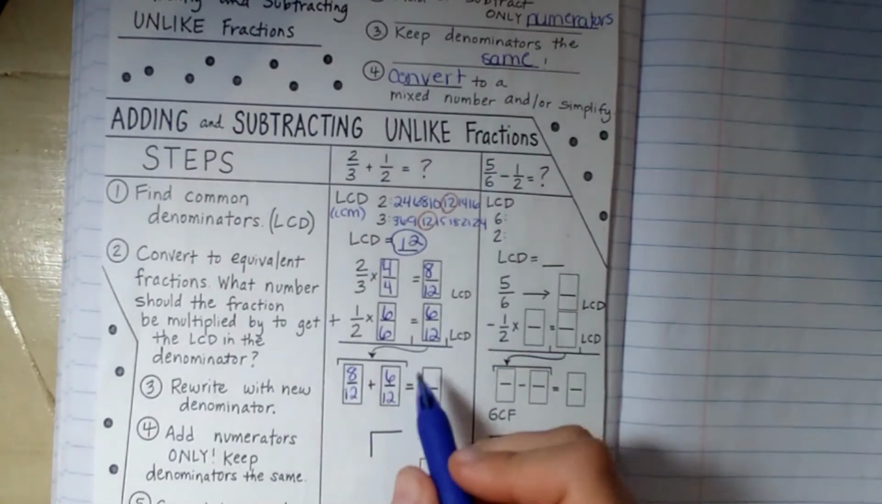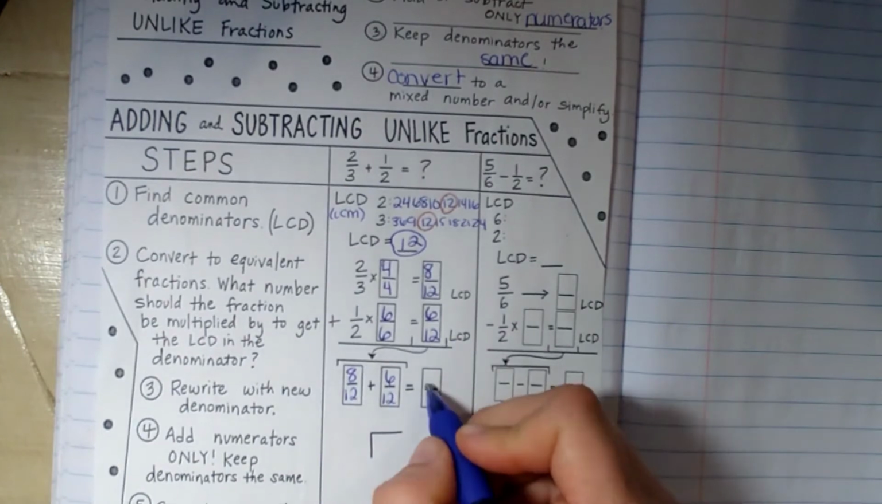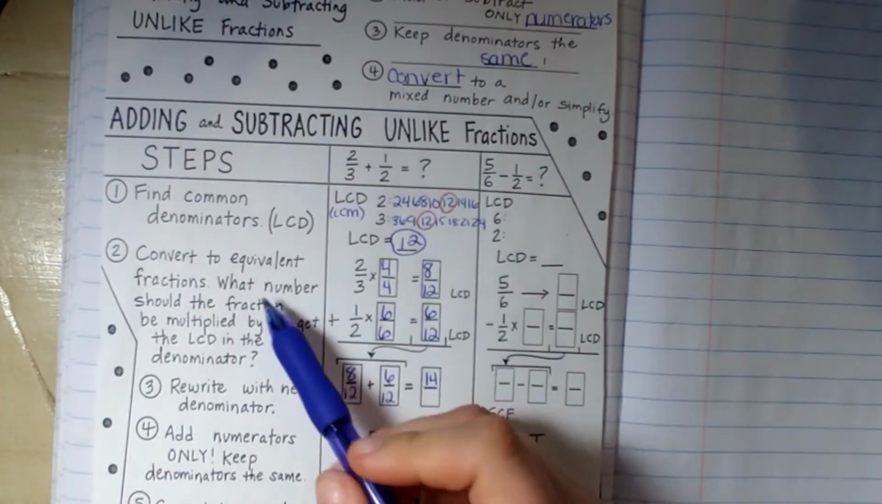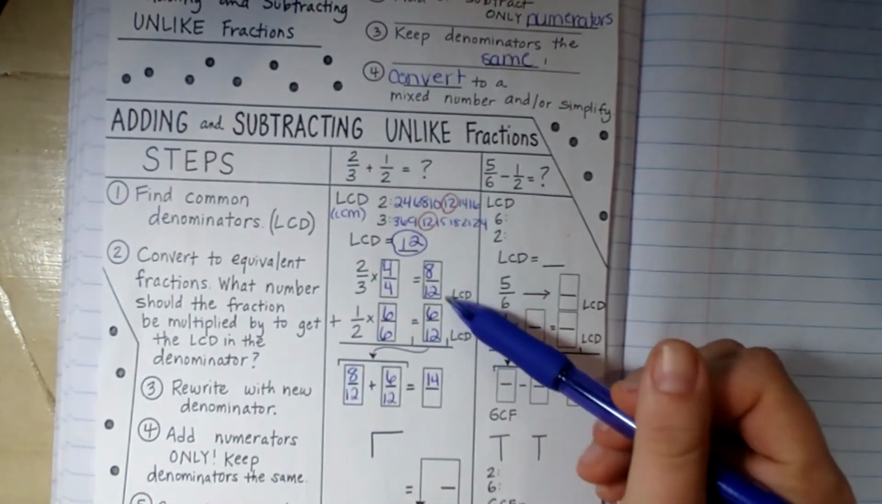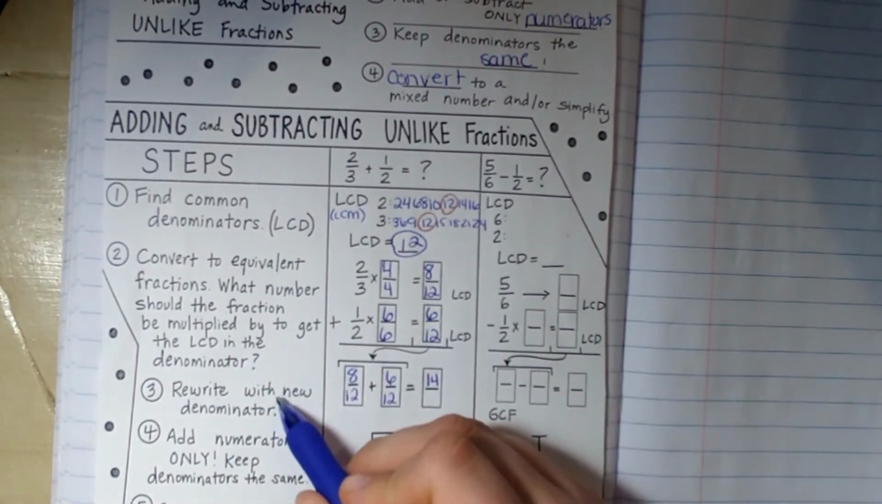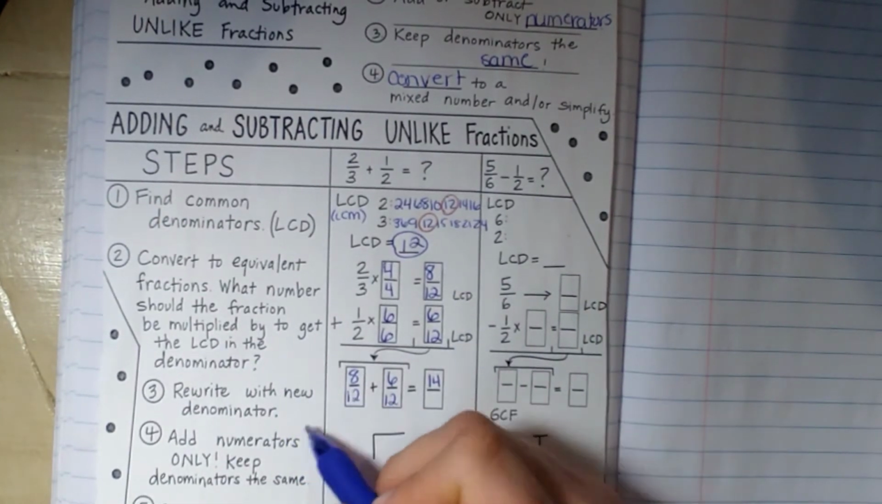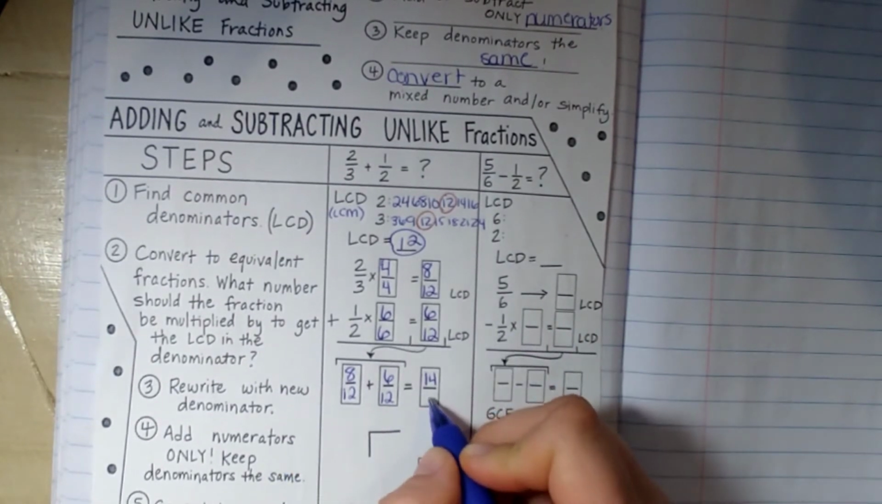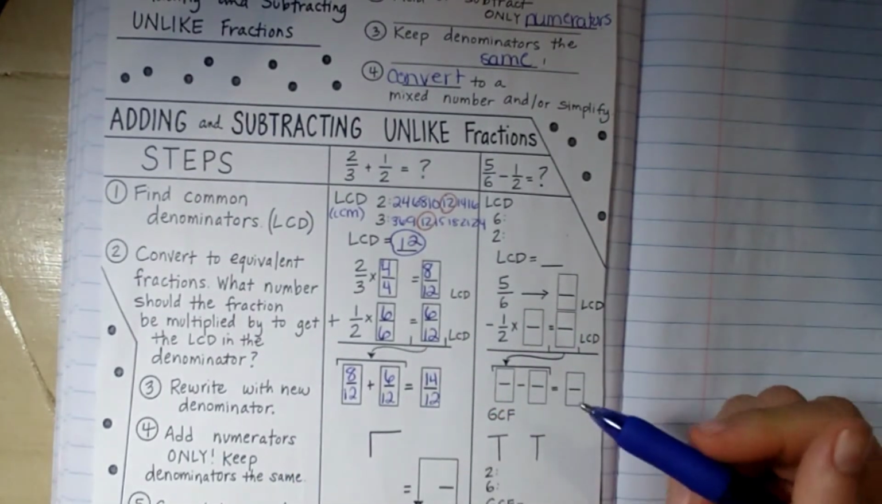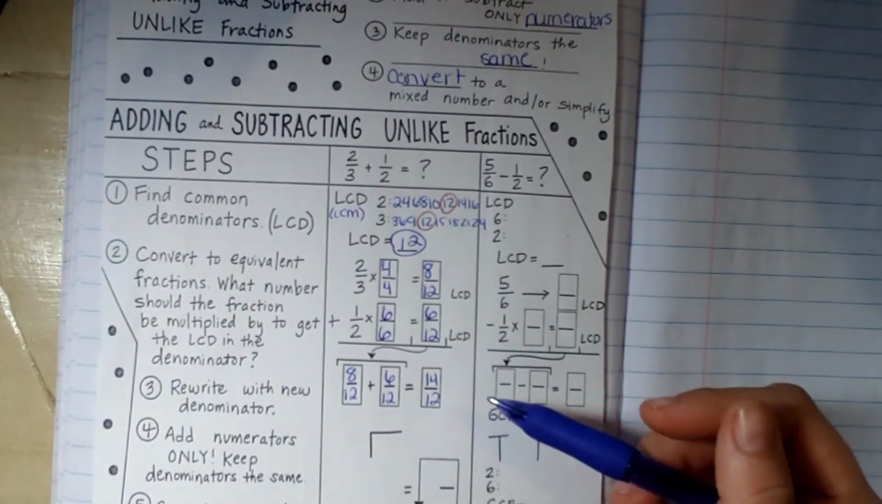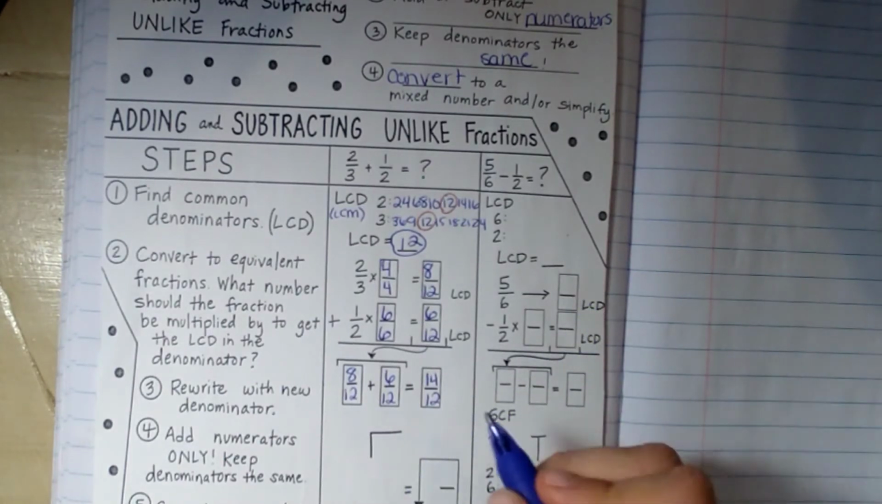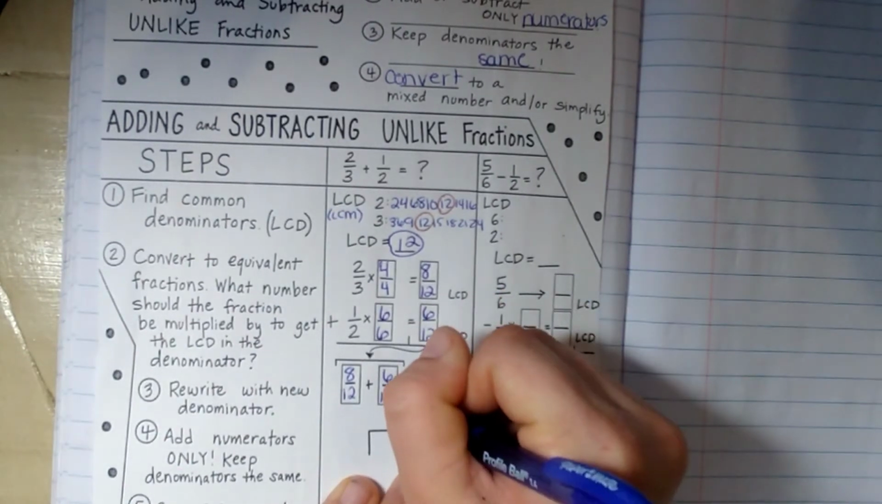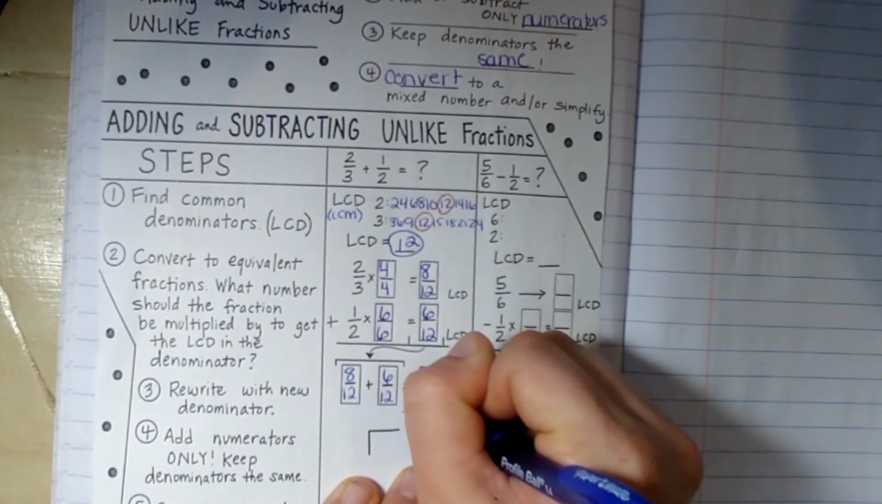Okay? So if I add 8 plus 6, I get 14. That's my second step was here. My third step is here. I'm going to rewrite them. And then my fourth step is to add them. So that's 14 twelfths. Now we know that 14 twelfths is an improper fraction. So I cannot leave that like that. So I'm going to put this improper fraction.